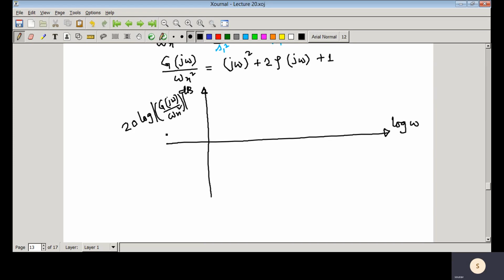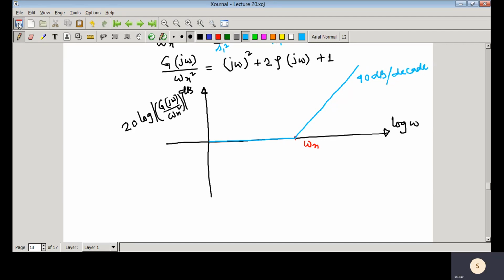So if we plot that one, suppose omega n is that corner frequency, we have seen that one. Then the asymptote below that corner frequency is approximately equal to 0, and this particular slope is 40 dB per decade. We have seen that one.